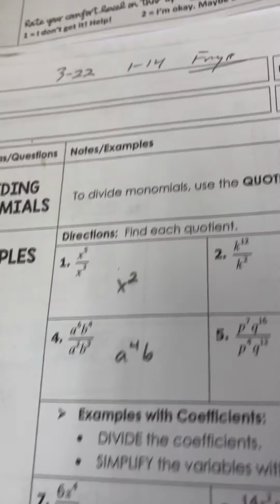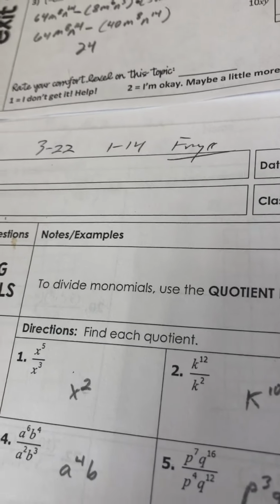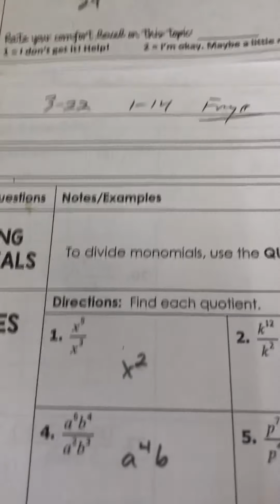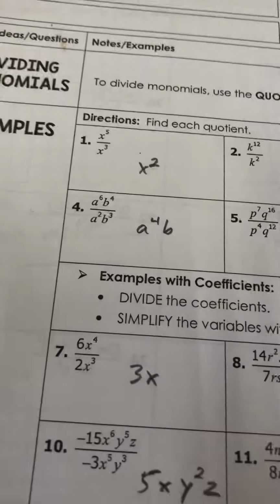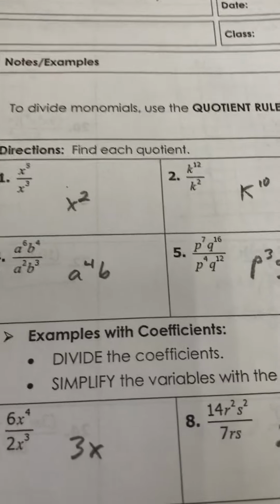I'm taking a look at your class notes if you need them. This is as far as they went in class. They went through 1 through 14. And then I want to take you through the exit ticket in case you need to see that.